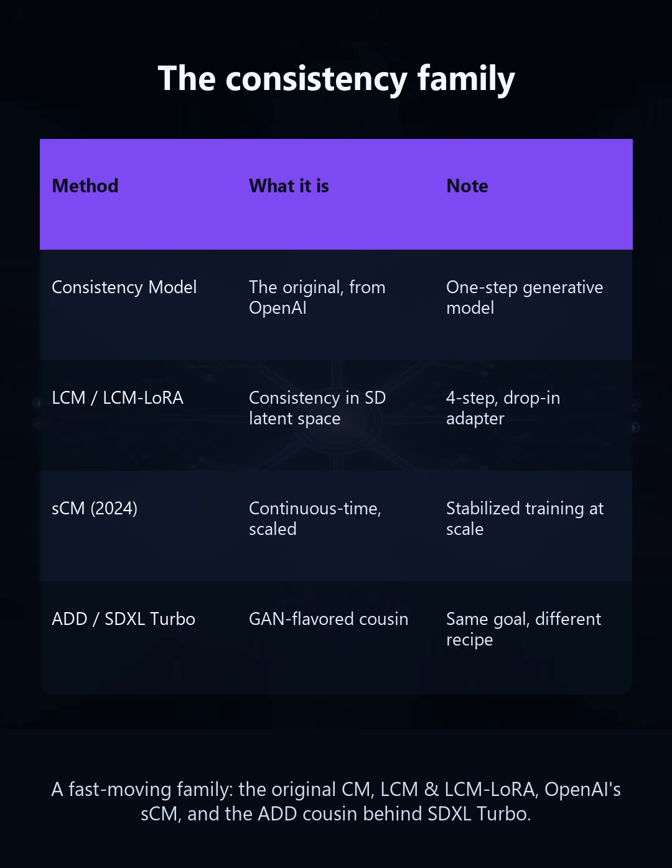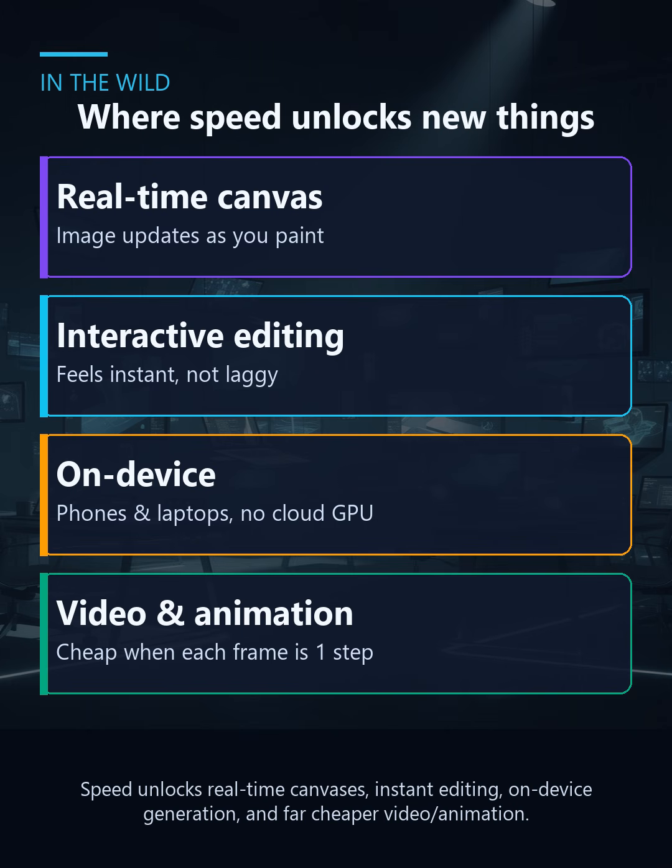Consistency models spawned a fast-moving family. The original consistency model came from OpenAI. LCM and LCM LoRA brought it to Stable Diffusion. Improved and continuous-time versions, like OpenAI's sCM, stabilized training at scale. And cousins like adversarial diffusion distillation, which powers SDXL Turbo, chase the same goal, one-step images, using a different, GAN-flavored recipe.